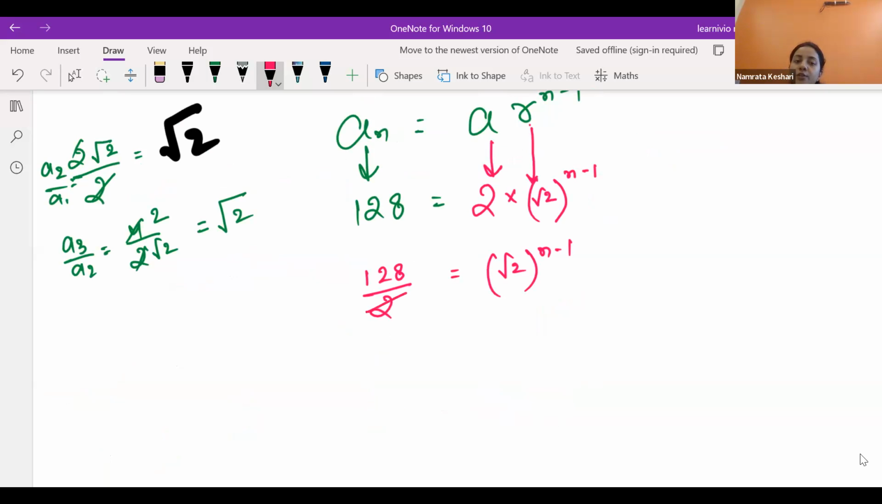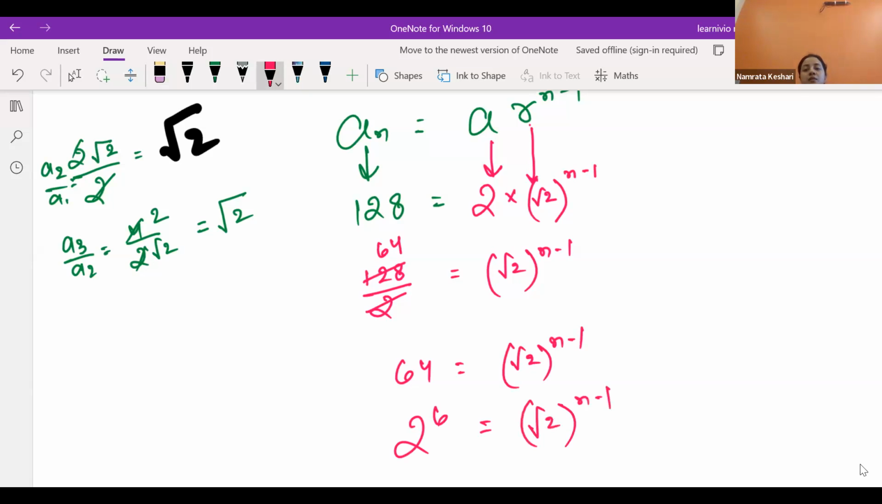So we will be getting 128 by 2, which is 64, equals root 2 to the power n minus 1. Now on the left side, I will try creating this 64 as a power of root 2. 64 means 2 to the power 6. Okay. Yes, ma'am. That equals root 2 to the power n minus 1.